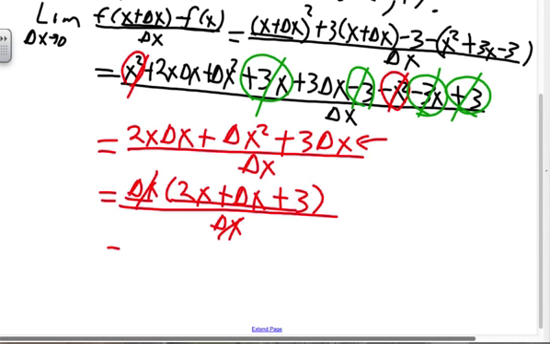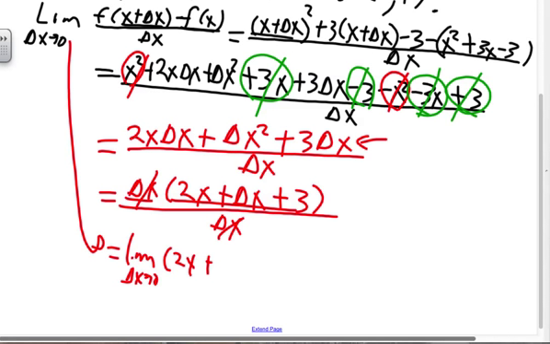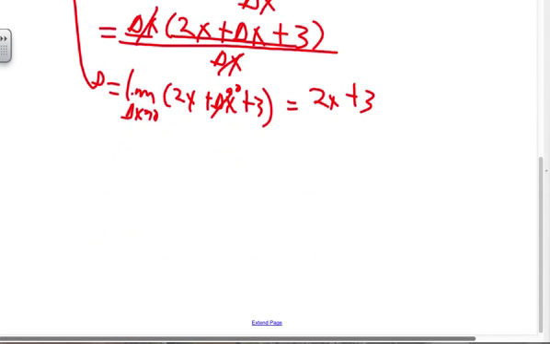Now because I've got this times this thing, those go away. So I'm left with the limit as delta x goes to 0. You notice I got lazy and didn't carry it down until I got to this point. Of 2x plus delta x plus 3, and since delta x goes to 0, that becomes 0. So my derivative now becomes 2x plus 3. And that's the equation of my derivative.